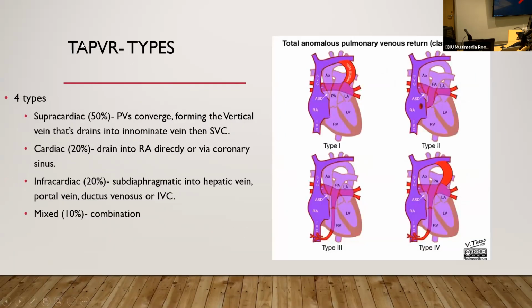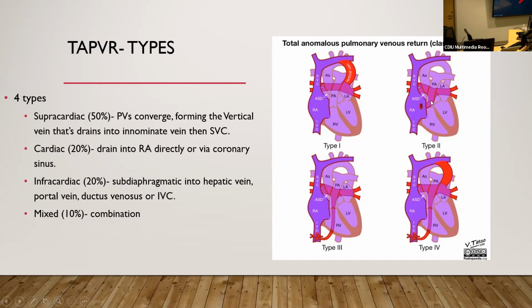So we're going to start with the total one, where there's 4 types. There's a supracardiac, which is type 1. So supracardiac, essentially, you have the pulmonary veins. They form a vertical vein, which goes into the innominate vein on the left, and then you get the drainage into SVC and then into the right atrium. So that blood is oxygenated. And then for survival, like I said, you have to have an ASD. So this blood would then be going into the LA.